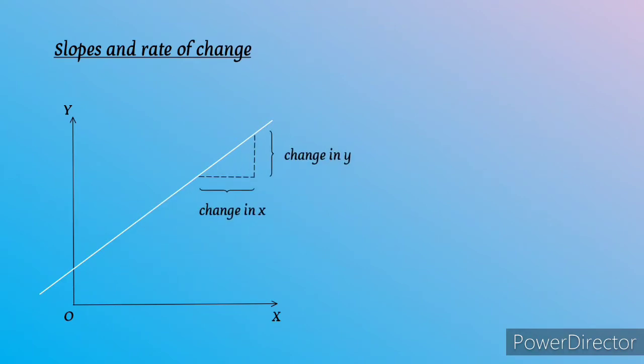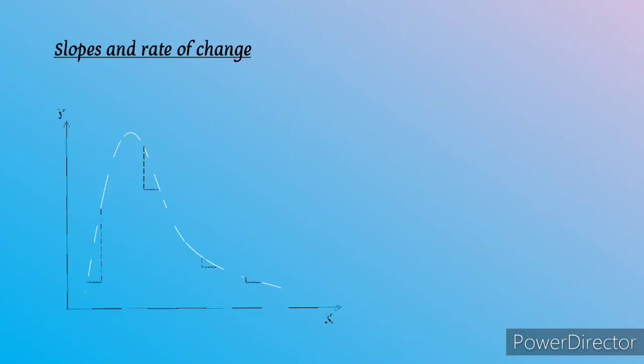But this rate of change may not be constant for an arbitrary curve. Here, as the curve increases or decreases rapidly, an equal change in x produces a larger change in y compared to other regions of the curve.